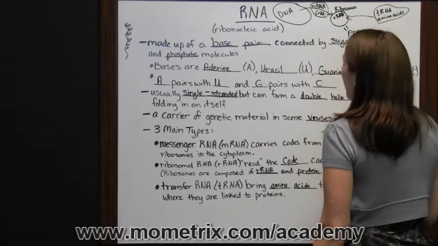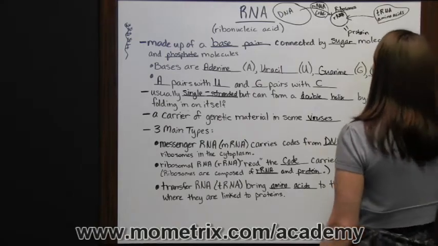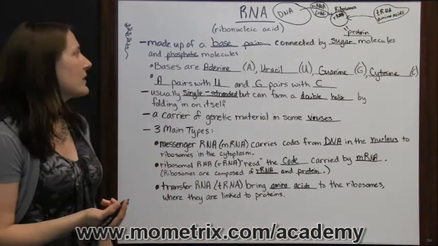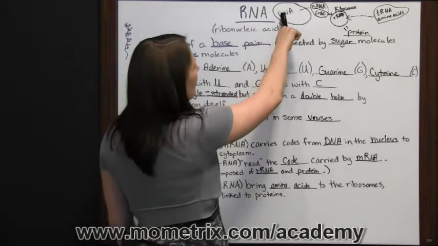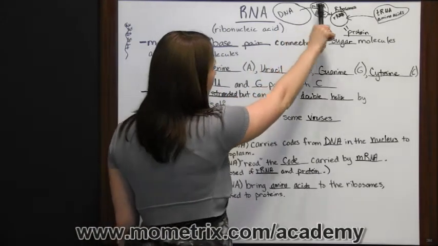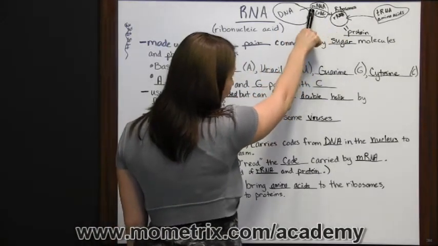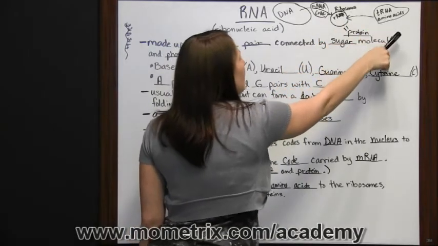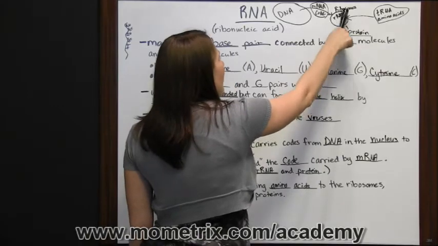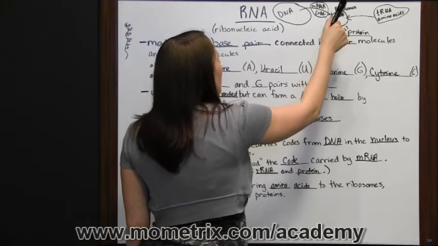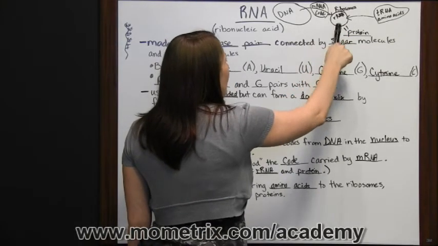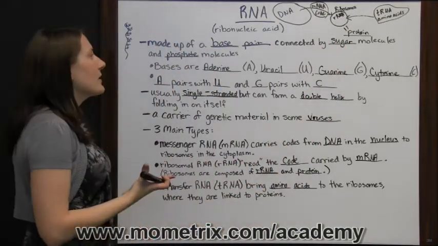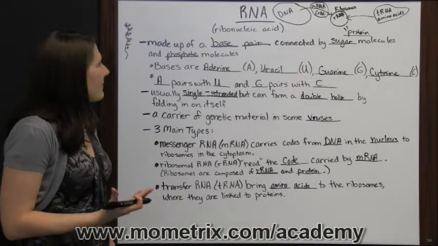So the whole point of all this was to create a new protein, and RNA is a big part of protein synthesis. So it's going to move the code from the DNA via messenger RNA into a ribosome, and transfer RNA is going to bring amino acids into the ribosome, and the ribosomal RNA is going to take the code and take the amino acid and create a protein and spit it out. So that's what's going on here.